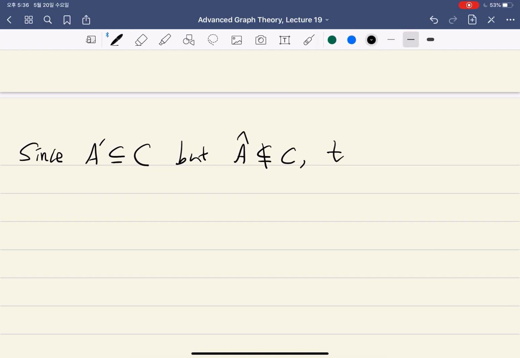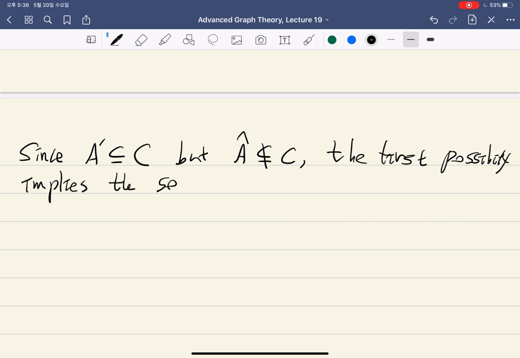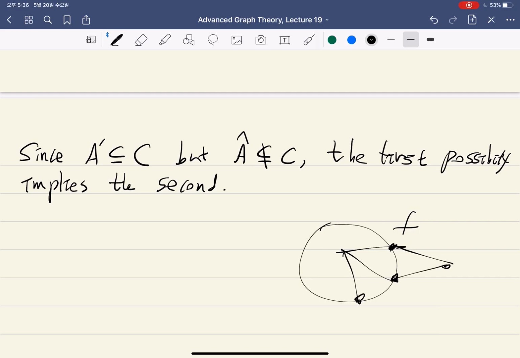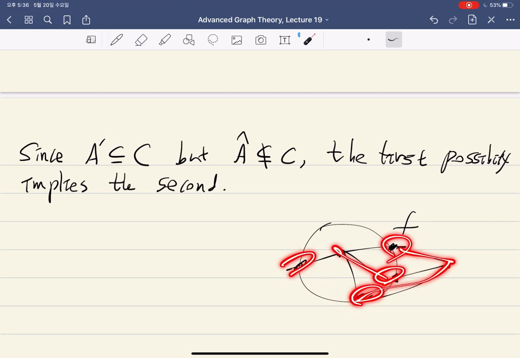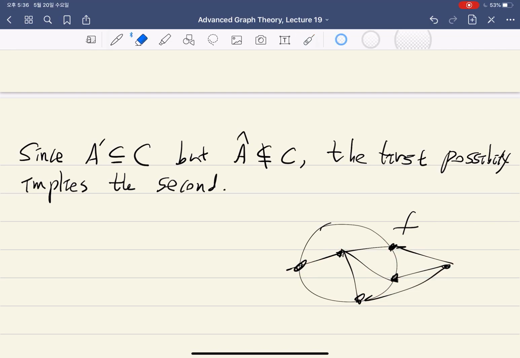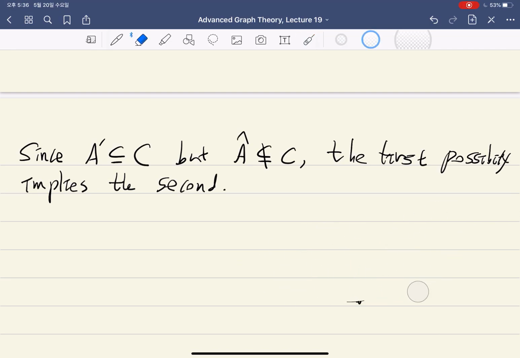Because of this, we know that the first possibility implies the second. We have F, and then there are three vertices here, and this has one outside. Then we can simply choose P1, P2, P3, P4, so that P1, P3 have a neighbor here, and P2, P4 have a neighbor here. So this is the same as the latter possibility.